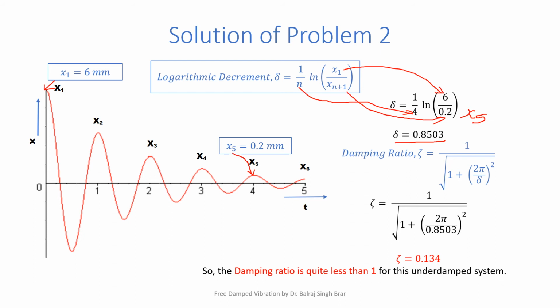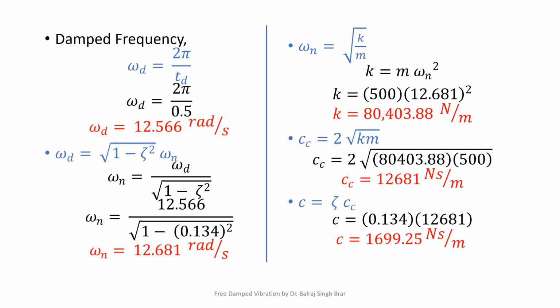Now from the relation of damping ratio zeta already derived in today's lecture, it is equal to 1 by under root of 1 plus (2 pi by delta) square. Now putting the value of delta 0.8503, we observe that zeta, the damping ratio, comes to be 0.134. It is quite less than 1, and so this is an underdamped system, and we get very good results for small values of zeta. We have calculated zeta, which is 0.134.